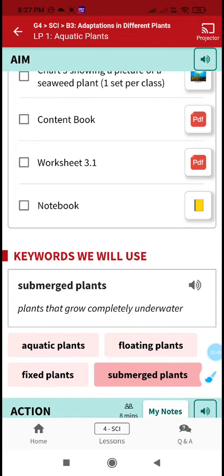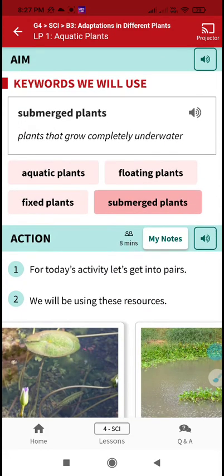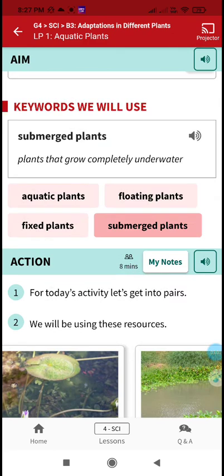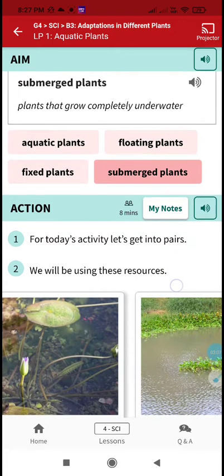Now the last keyword is submerged plants. Submerged plants means plants that grow completely under the water. Now before understanding the adaptations of all these plants, we'll do one small activity, children.